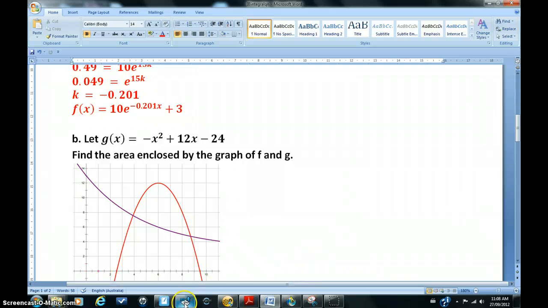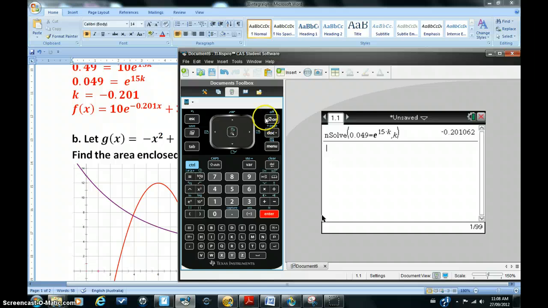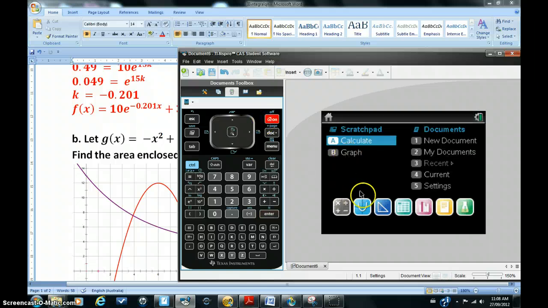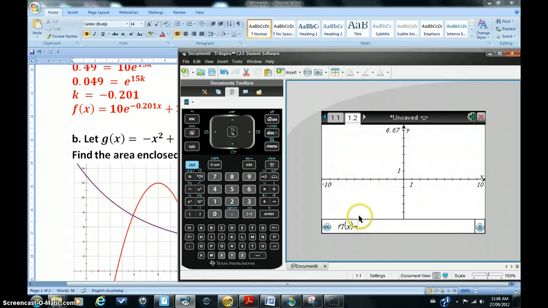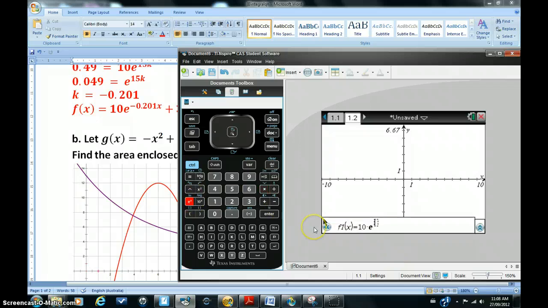So let's do that, and we go into graph mode. So I'm going to enter the first function, which was 10 times e to the power of minus 0.201 times x. Hit the right arrow button, don't forget the plus 3. Okay, I'm going to hit enter.